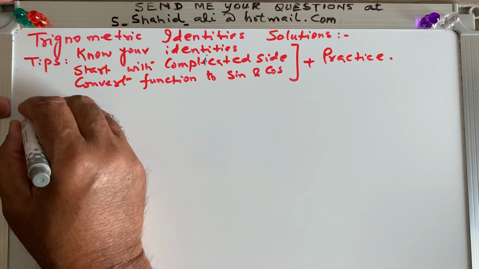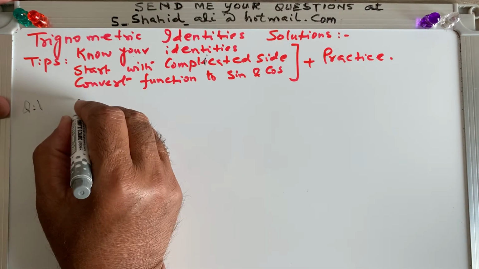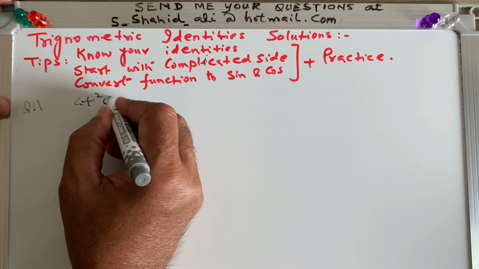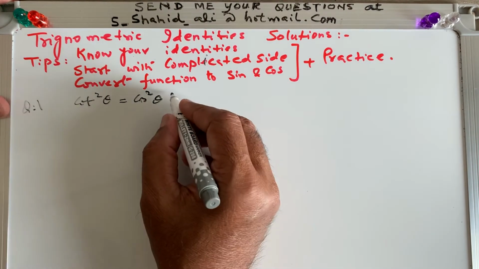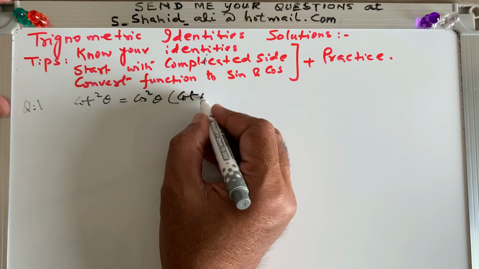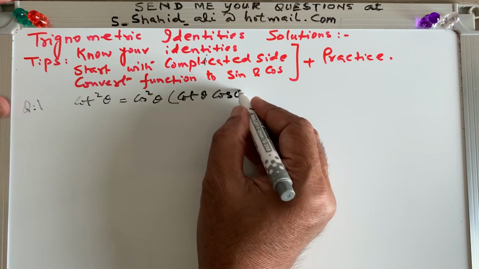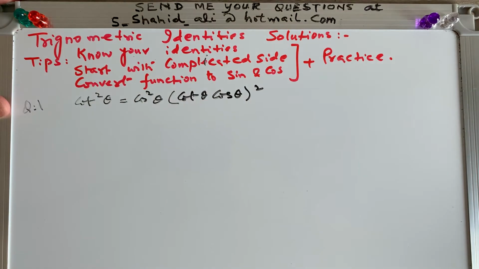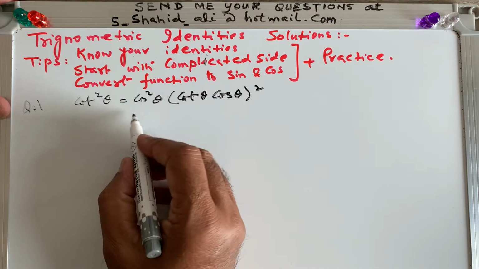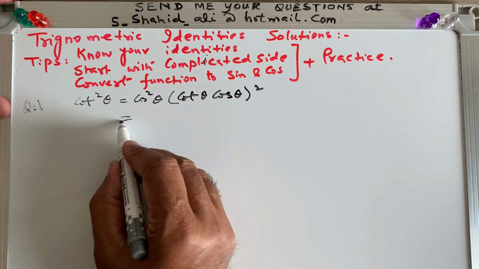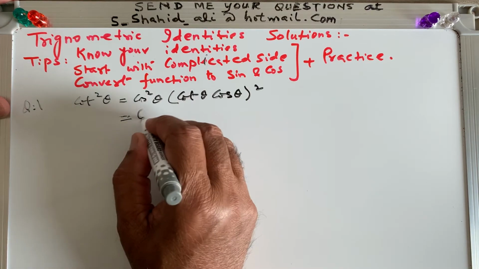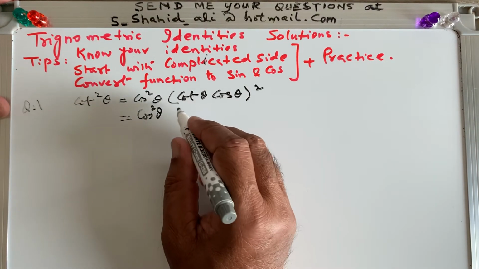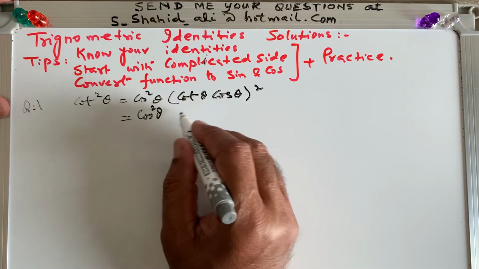So here is question 1, which was asked by one of my students. Cot square theta is equal to cos square theta times (cot theta plus cos theta) whole square. So this is the question. Which side will we take? We will take the right side. It's more complicated, and we can see that there is a whole square which will help us. So cos square is outside the bracket. We remain with it and try to solve the bracket.